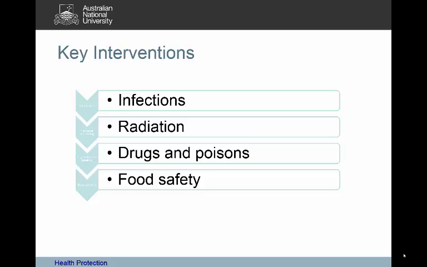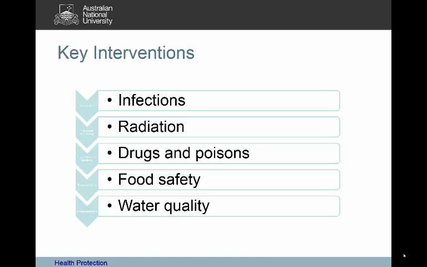For food safety, there's pasteurisation, which is an example of an excellent means of reducing the risk from foodborne microorganisms for things like pasteurised milk and pasteurised milk cheeses. And we'll be talking more about food safety in one of the other sessions following this particular one. And then water quality, where water treatment is incredibly effective at reducing the risk from waterborne microorganisms.